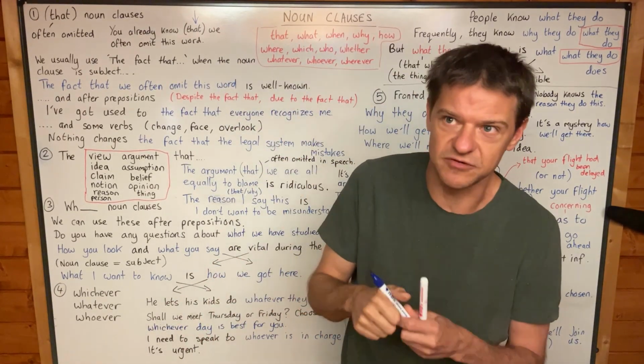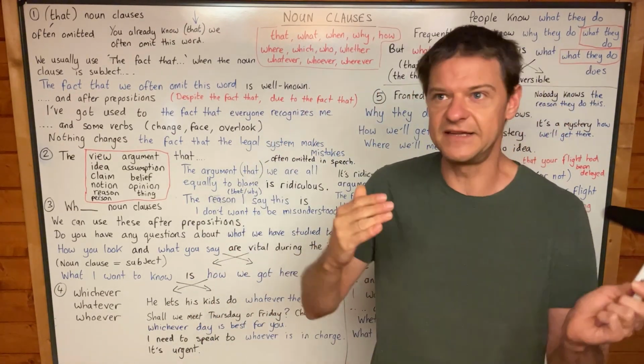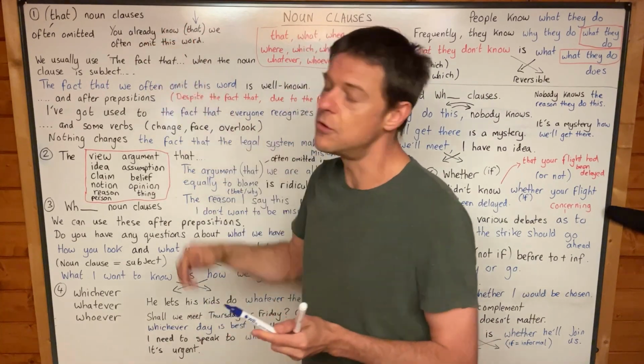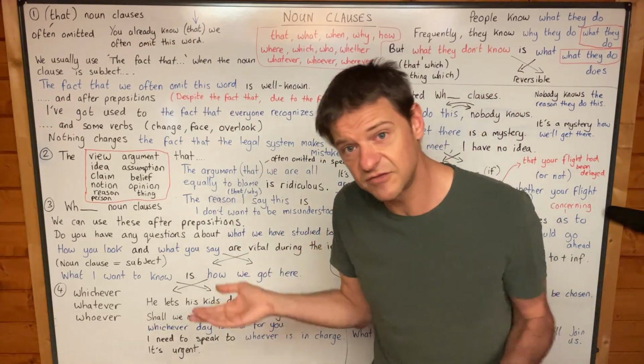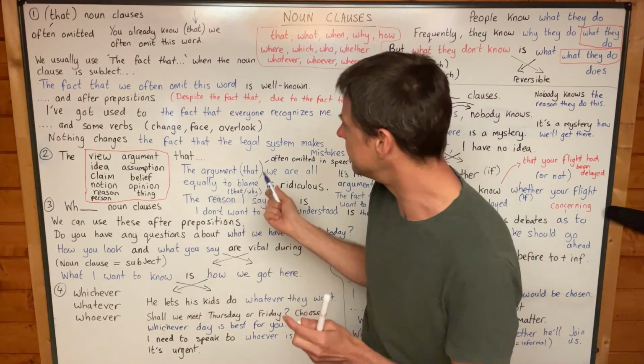He told me that he was married. He told me he was married. He said that he was married. He said he was married. I know he is married. I know that he is married. You can see that I can include the that, but I don't have to, okay?